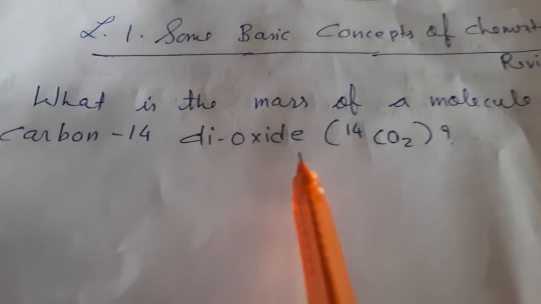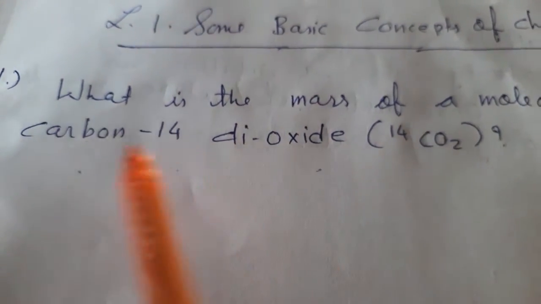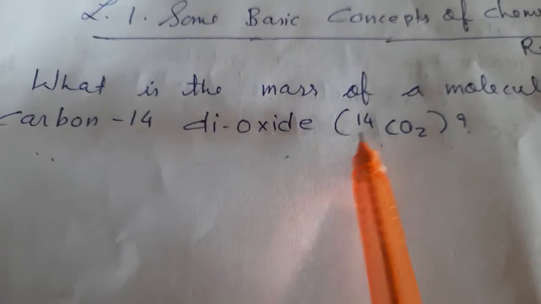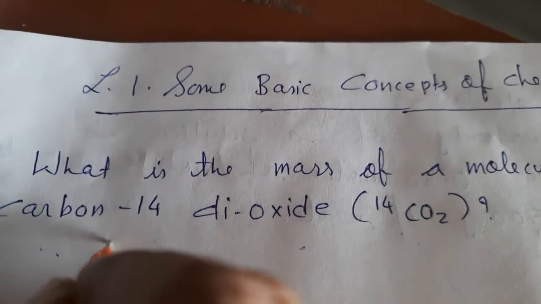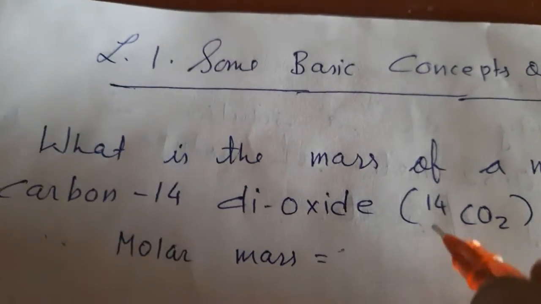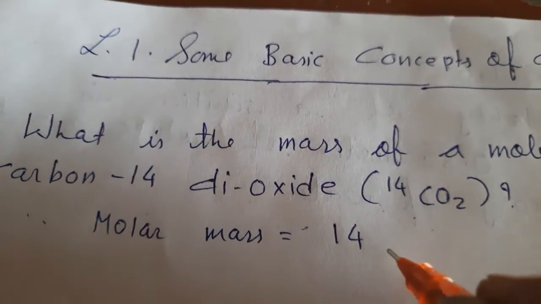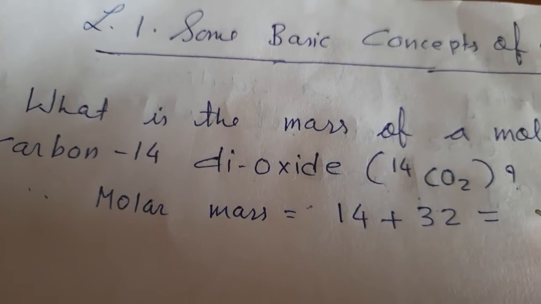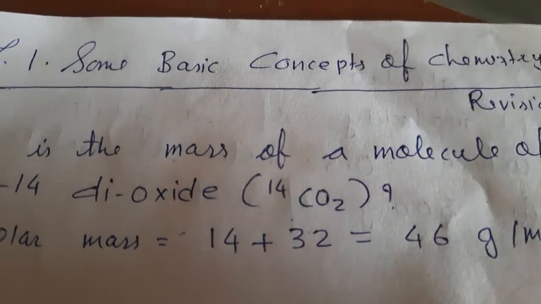Question is, what is the mass of a molecule of carbon-14 dioxide? You understood, beta? Carbon-14 is an isotope of carbon, C-14 of CO2, okay. So how will we calculate? First we will calculate its molar mass. So molar mass is equal to carbon 14, usually we write 12, but here we will write 14, plus 16 twos are 32. So it will become 46 gram per mole. This is the molar mass.